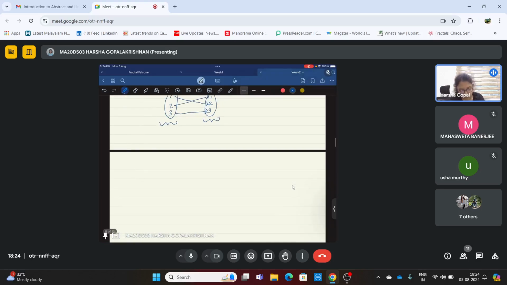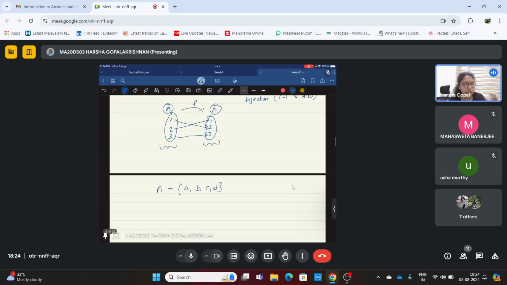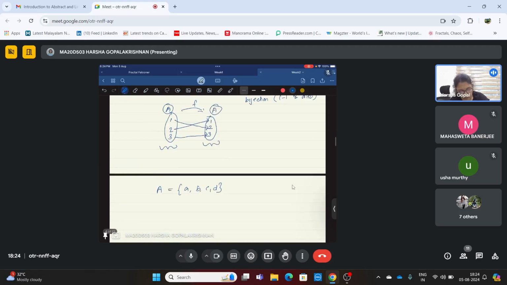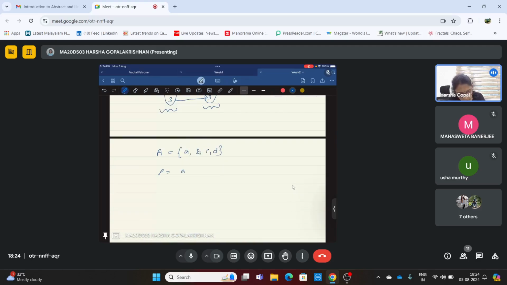Now the set A is given as A, B, C, D. So instead of 1, 2, 3 like that, we have set elements A, B, C, D. And what is the rho given? Rho is (A D B C). So this is the cyclic notation of a permutation. Do you know what cyclic notation is? Cyclic notation means exactly this: A is going to D, D mapping to B, B going to C, and finally C going to A.